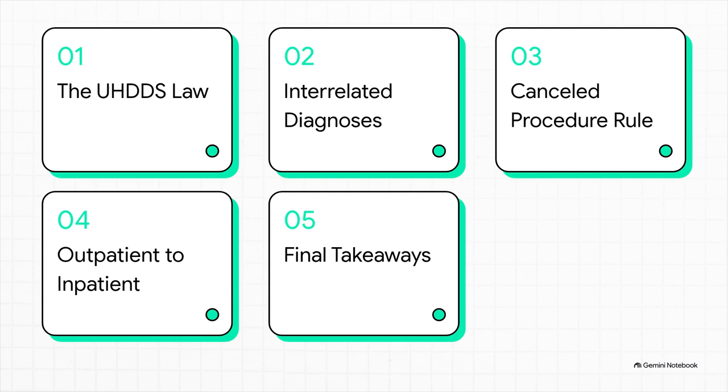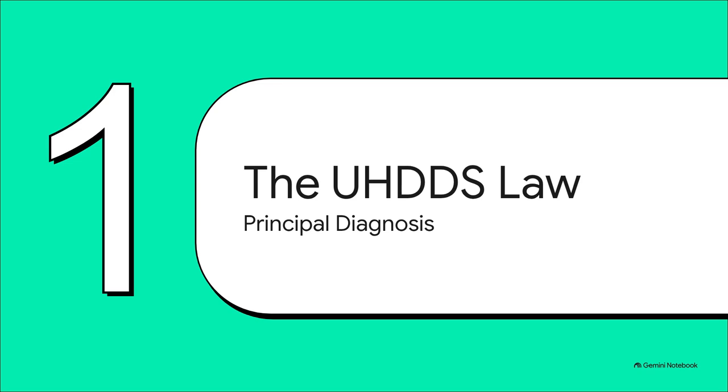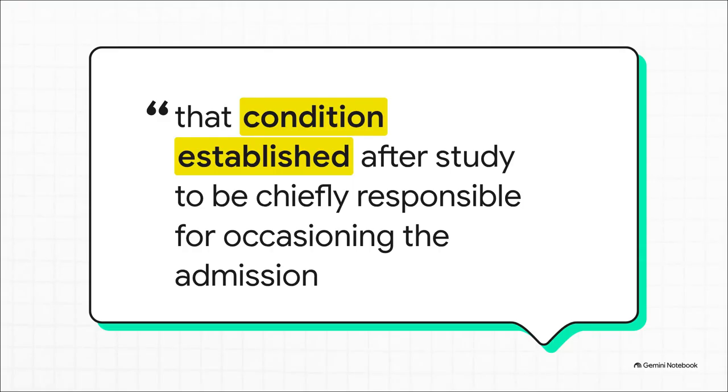All right, let's just jump right into our agenda. We are officially transitioning into the strict CMS coding laws that govern inpatient admissions, which you'll find in Section 2 of the guidelines. First up, the absolute bedrock of inpatient coding, the UHDDS Principal Diagnosis Law. Before we even think about looking at a single code, we have to establish one undeniable fact. The CMS guidelines strictly override any textbook examples you might have seen. The absolute law of the land is this exact Uniform Hospital Discharge Dataset, or UHDDS, definition of a principal diagnosis.